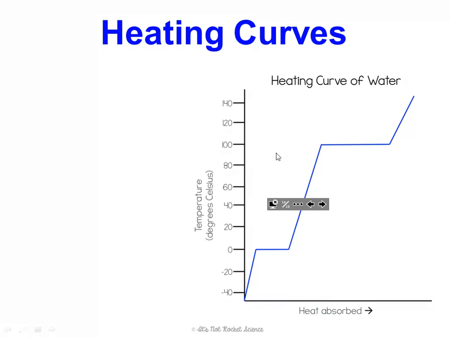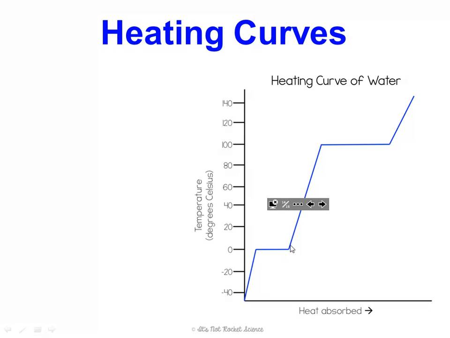And so when we look at a graph, we always want to identify what's on our x-axis and what's on our y-axis. So on our x-axis down here, we can see heat absorbed. So basically, this just means that you're absorbing more heat as you go this way here. And then over on the y-axis, we have temperature in degrees Celsius, all right? And so we can see that as heat is absorbed, the temperature increases. All right, so that's something to make a note of. As heat is absorbed, temperature increases. So as heat goes up, temperature goes up.